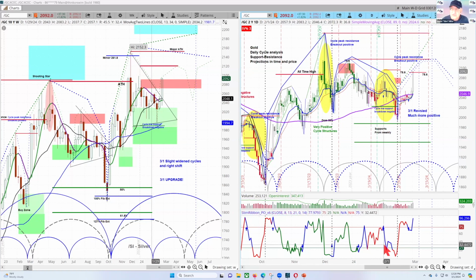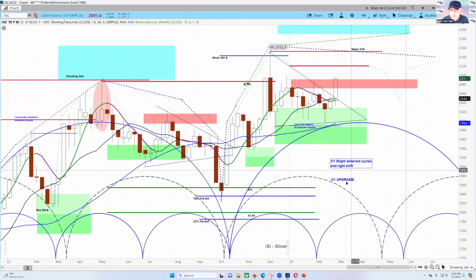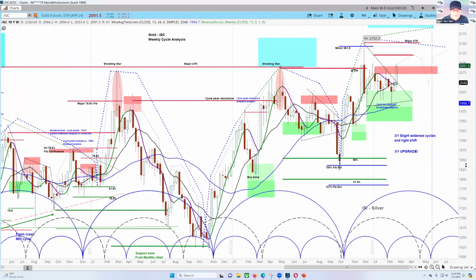Let's blow up the weekly chart right over here. We have upgraded this, and you can see this note: we slightly widened the cycles and shifted slightly to the right. So what does that mean? Well, as we look at this, the big cycle right over here, the dominant one right there, is broken up into 3 minor cycles. And you can see 1, 2, and 3 and how that lays out.